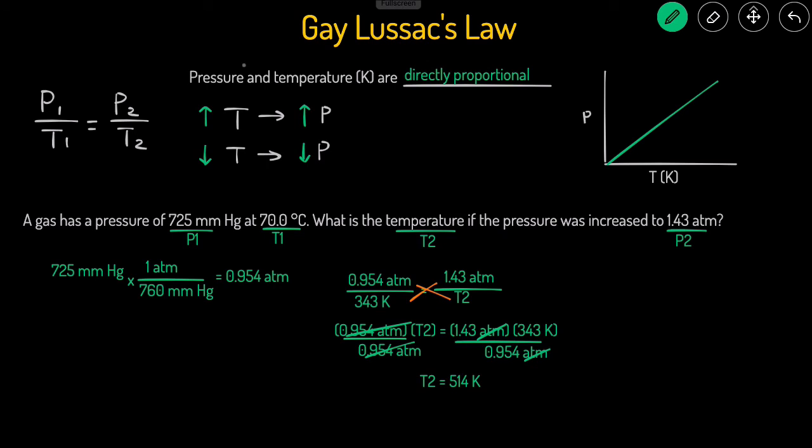Main points, remember that temperature and pressure in Kelvin are directly proportional. Use this equation, make sure this is always in Kelvin, make sure the units of pressure are the same, and this is how the graph looks, a linear relationship going upwards.